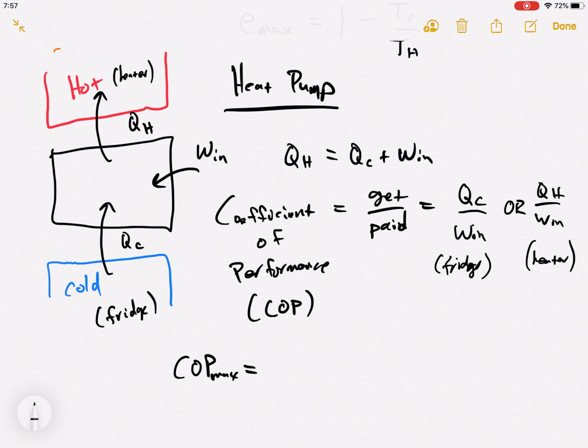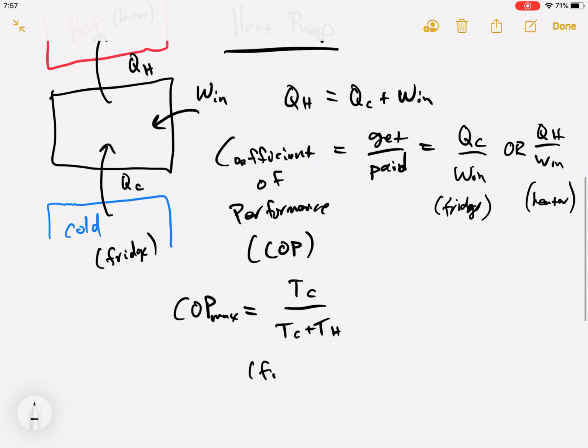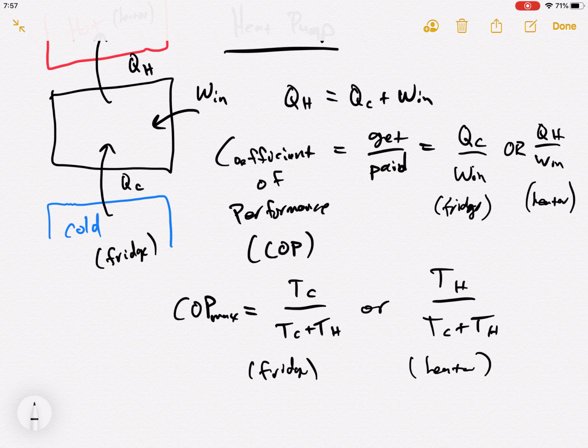let me find it real quick. So the maximum for this is T cold divided by T cold plus T hot. That's for a fridge. Or it's T hot divided by T cold plus T hot. That's for a heater. Okay. And again, the origin of that is the second law of thermodynamics. I'll talk about why that is in just a little bit.